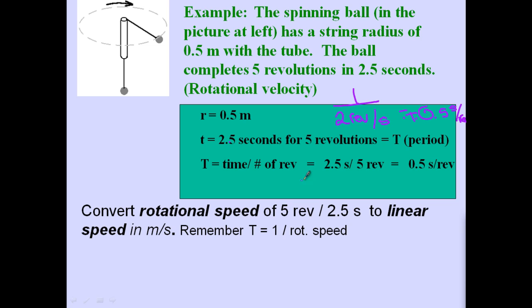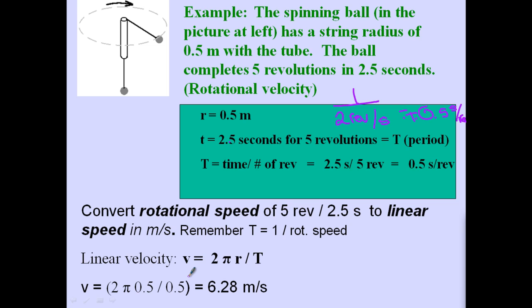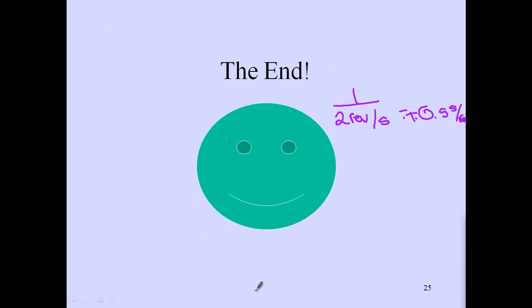Now we need to convert this to linear speed. So my linear velocity equation is v equals 2 pi r over T. So now I know what my period is. So 2 pi times the radius divided by the period, I get 6.28 meters per second. The end.